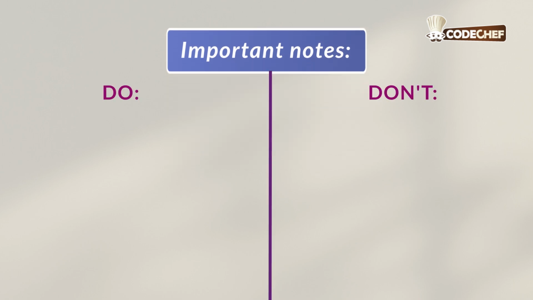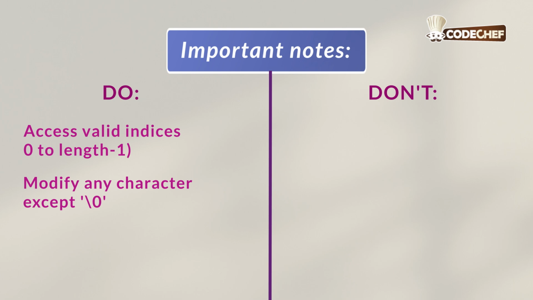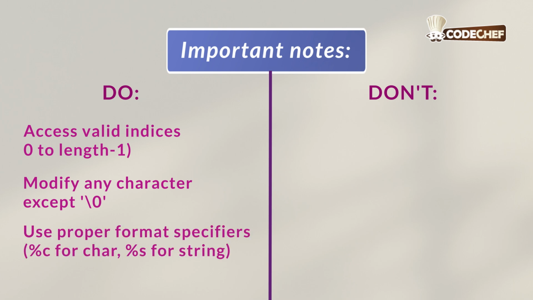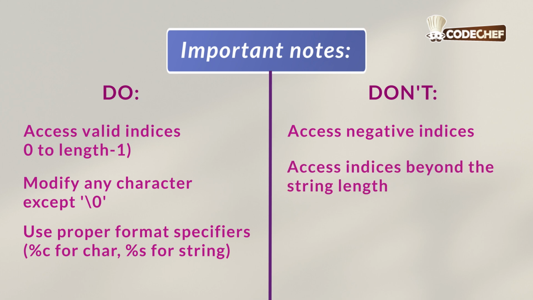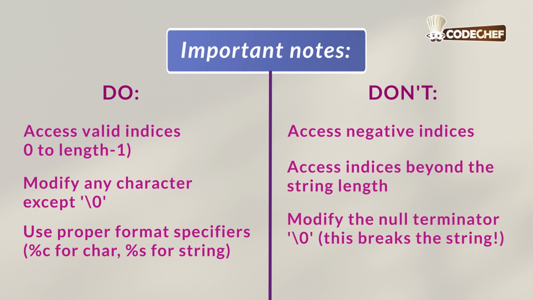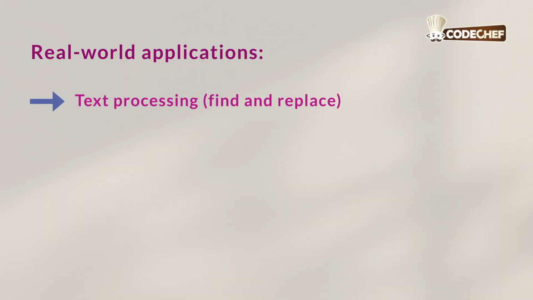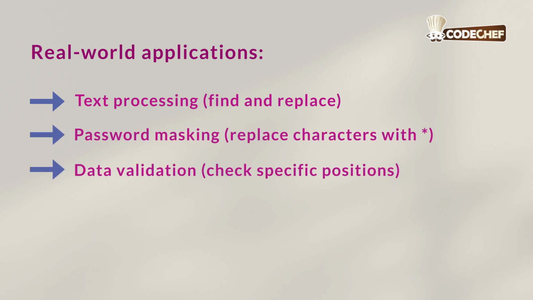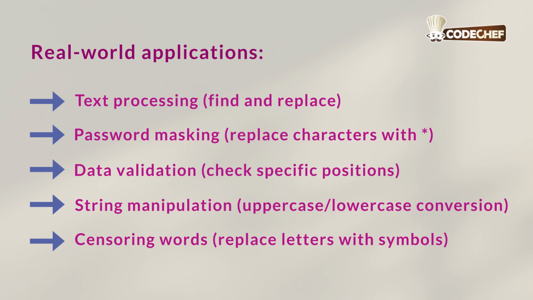Now some of the important points that we need to remember are to access valid indices of 0 to length minus 1, to modify any character except the null terminator, and to use the proper format specifier, %c for char and %s for string. What we shouldn't do is access negative indices, access indices beyond the string length, modify the null terminator, and forget that indices start at 0. The real-world applications are text processing, password masking, data validation, string manipulation, and censoring words.